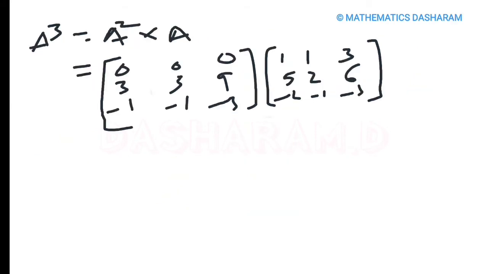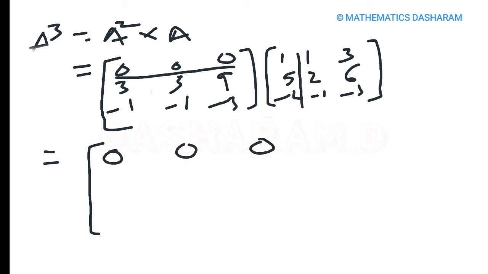Let's find our required answer, that is A cube. So here A cube can be written as A square into A, and the A square value we just completed. Here is the A square value. Now multiply this A square value with the matrix A. So first row multiply with the first column, first row with the second column, and first row with the third column. All are zeros, because here all values are zeros.